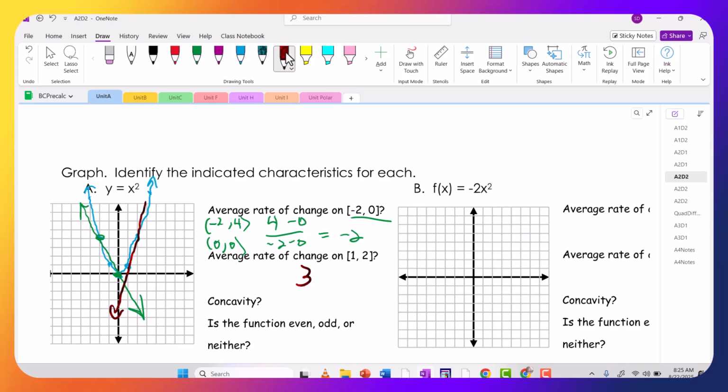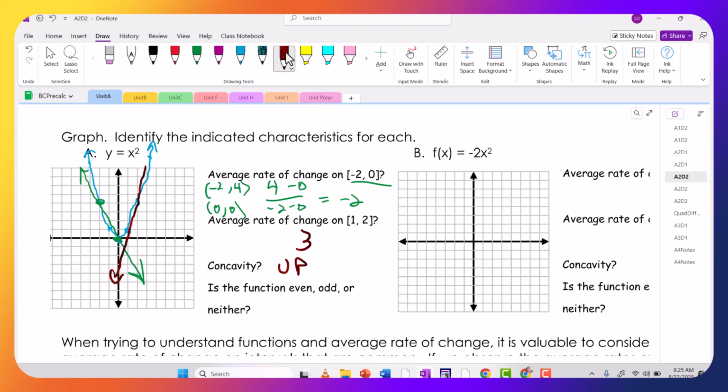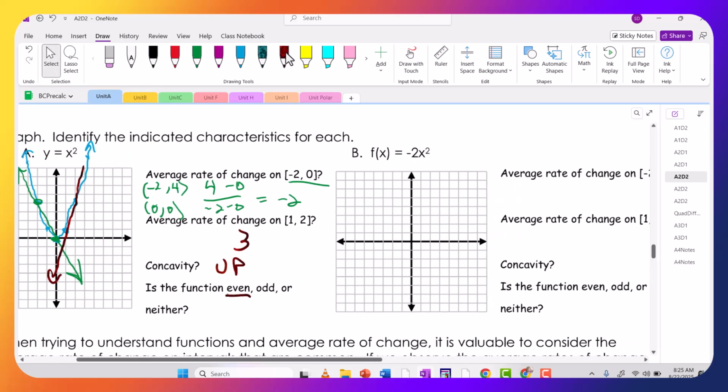Average rate of change. Do I have concavity up or down? Yes or no? Concave up. Is it even or odd? 3, 2, 1, go. Even. Come on. Okay, that's an even function for sure.